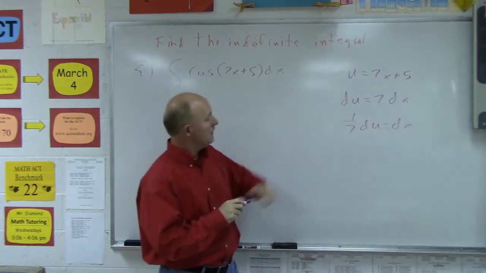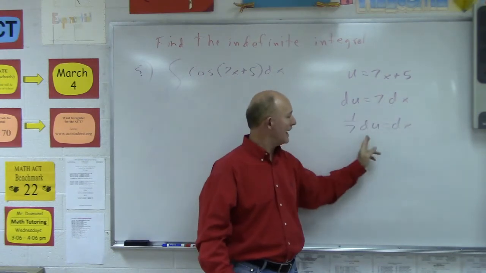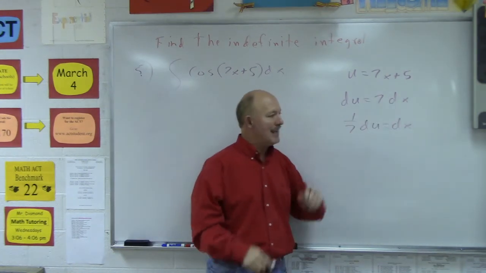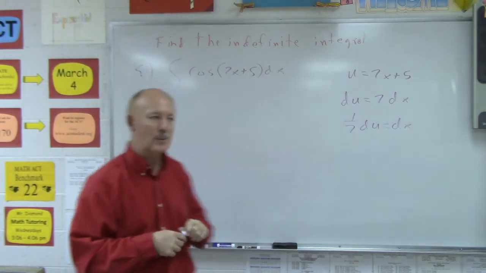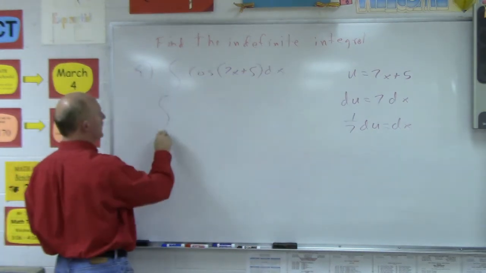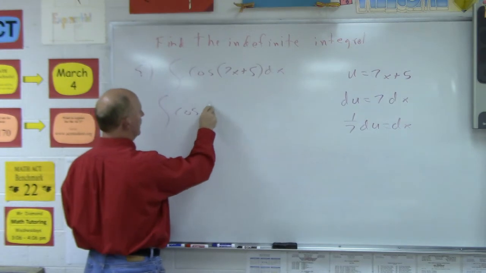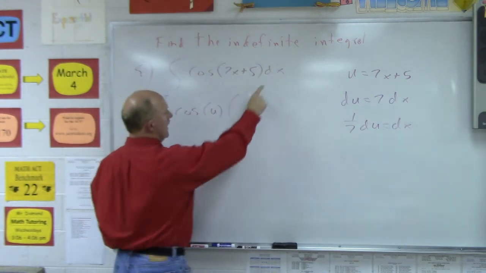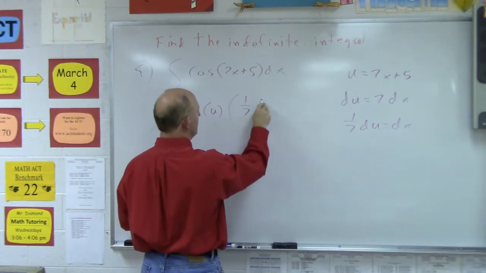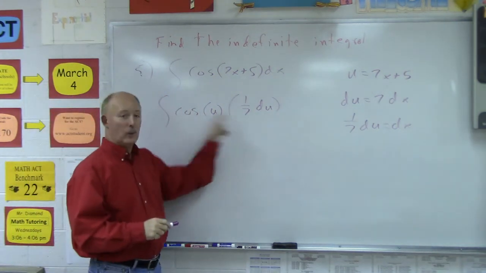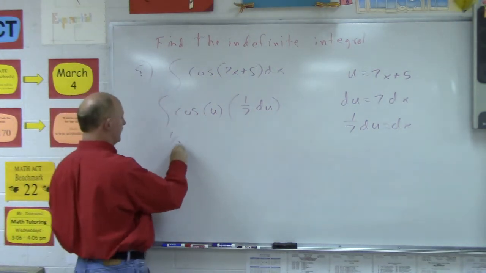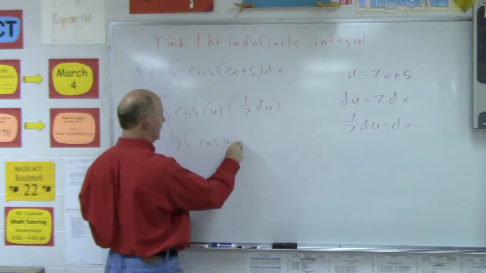So once you take your derivative, I want to solve for dx on the right-hand side, so divide both sides by 7. I get 1/7 du equals dx. Now we're ready to rewrite our integral. So our integral becomes cosine u times, and instead of dx, this becomes 1/7 du. Let's pull the 1/7 out front, and this becomes 1/7 integral cosine u du.